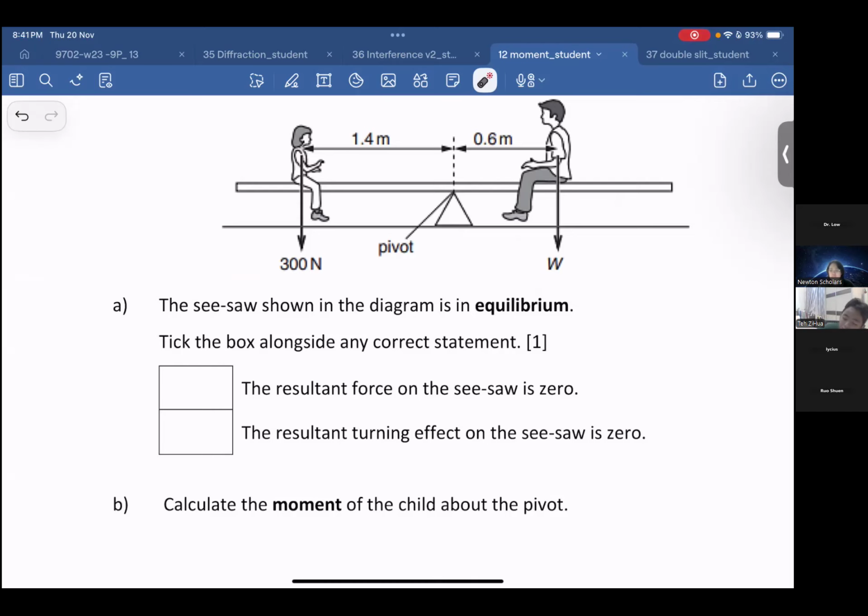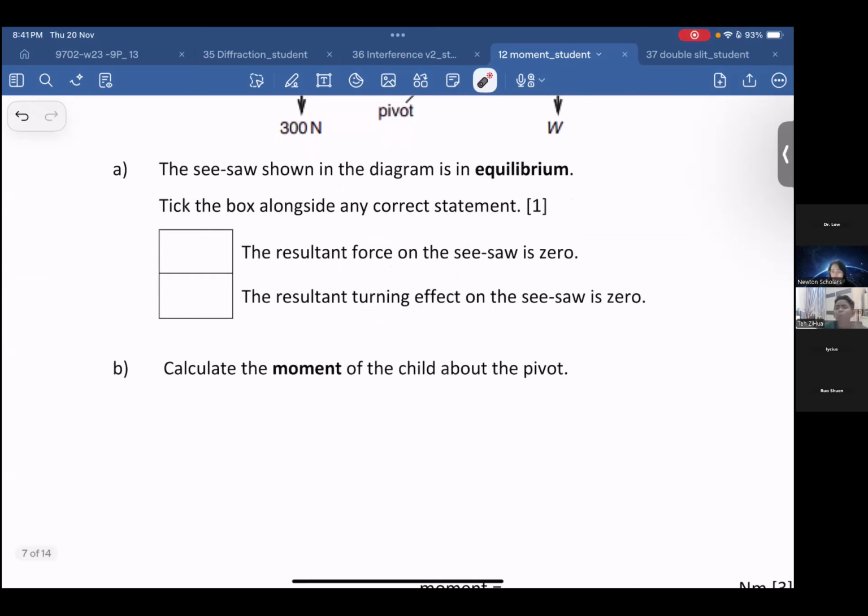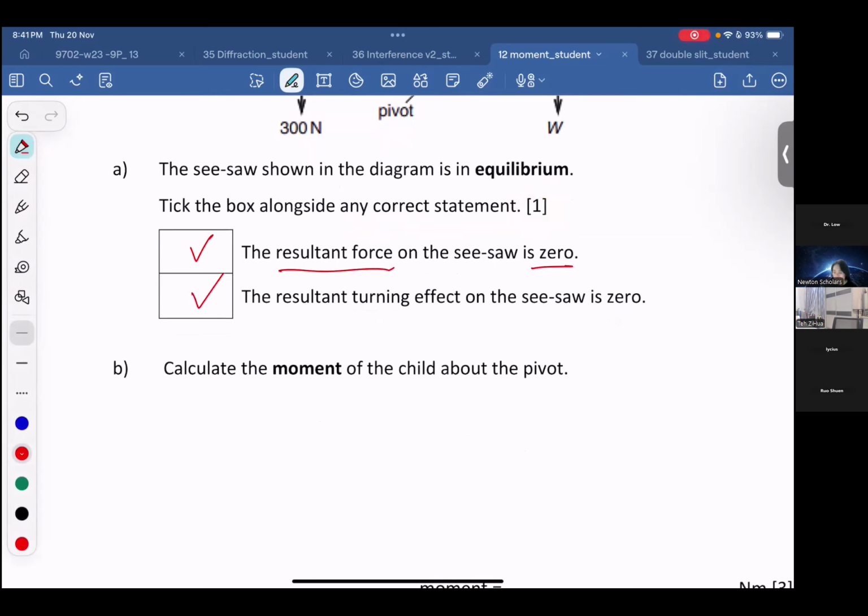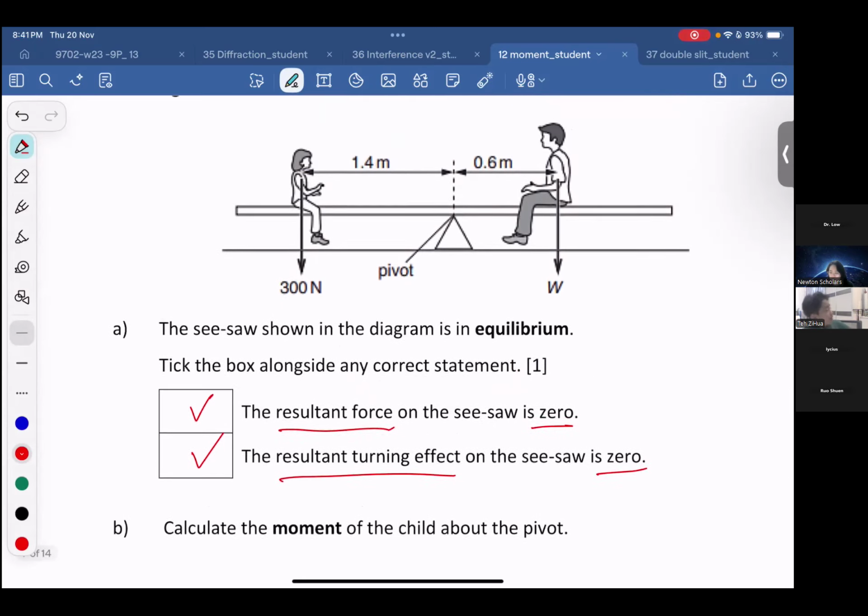Seesaw imbalance. Imbalance. So which one is correct? They're trying to confuse you. They didn't say any correct. Yeah, okay. They give 1 mark. Most of the time we'll think that maybe only one answer. But here the answer should be both of them. Resultant force is 0. Resultant turning effect is 0. Both are correct.